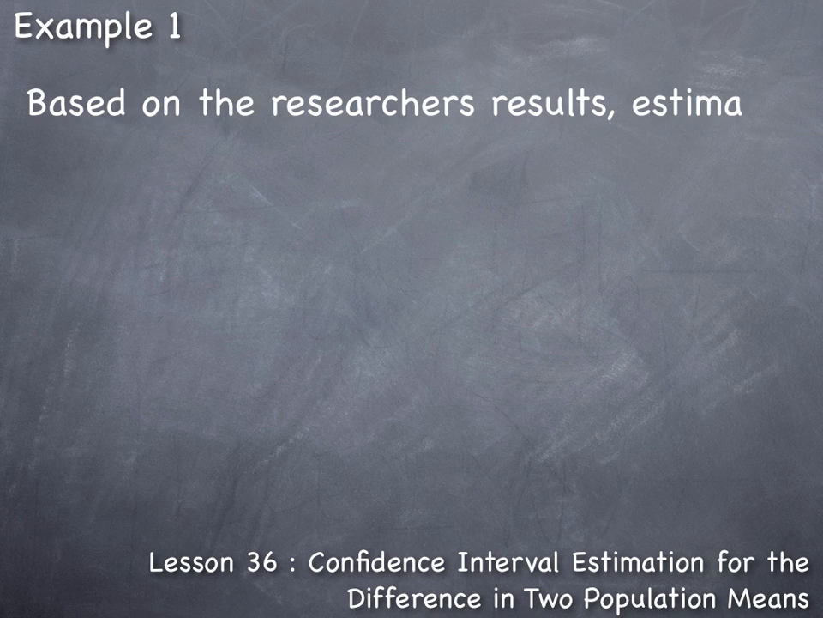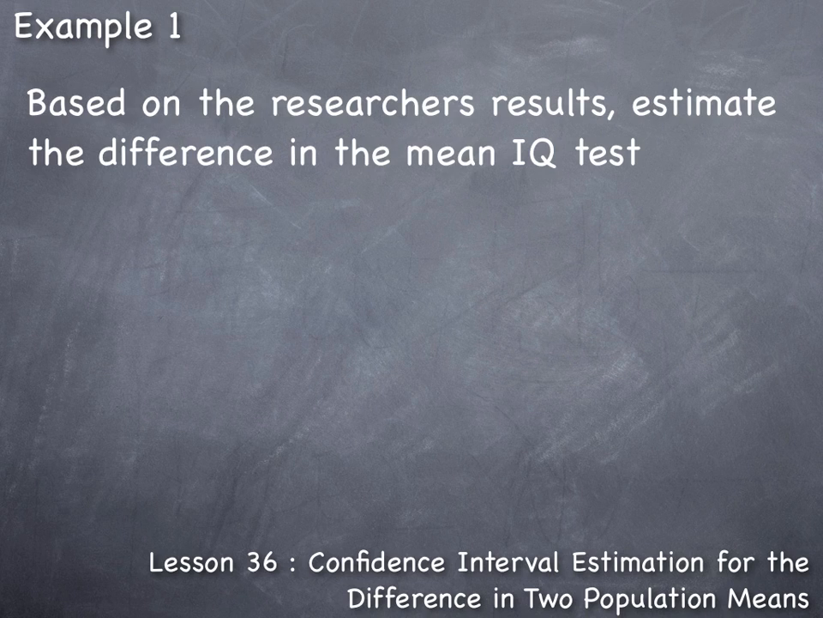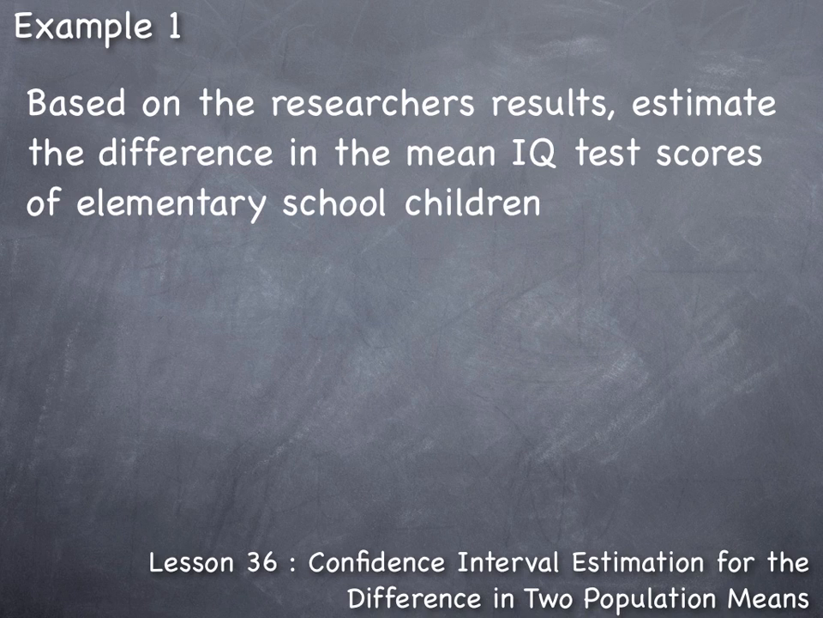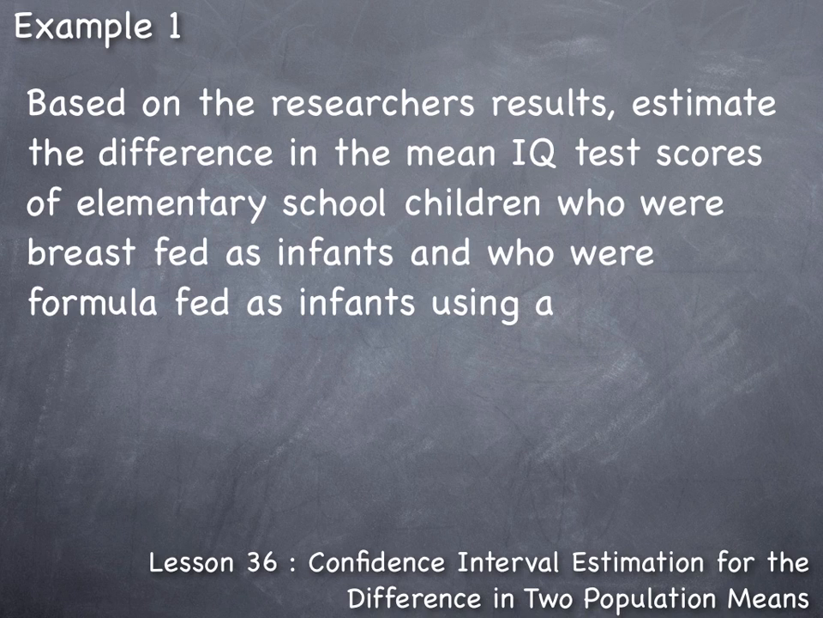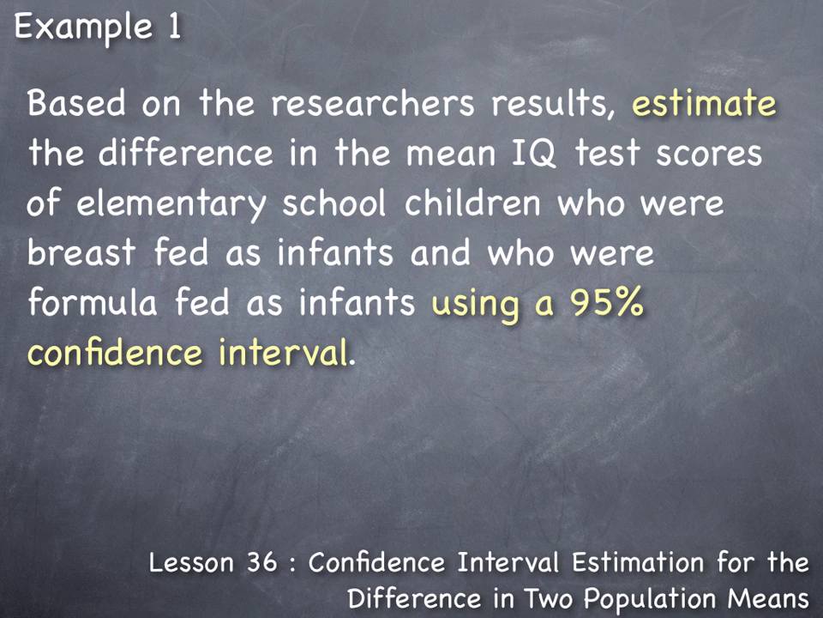Based on the researchers' results, estimate the difference in the mean IQ test scores of elementary school children who were breastfed as infants and who were formula-fed as infants, using a 95% confidence interval. So in this example, we're going to estimate using a 95% confidence interval. So we'll be constructing a confidence interval using the customary 95% confidence.